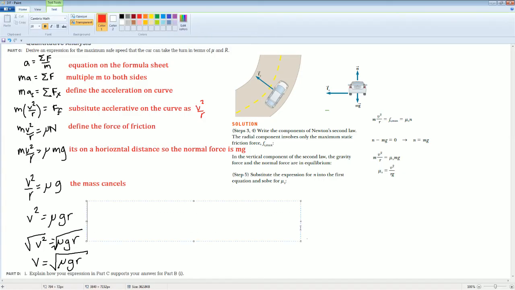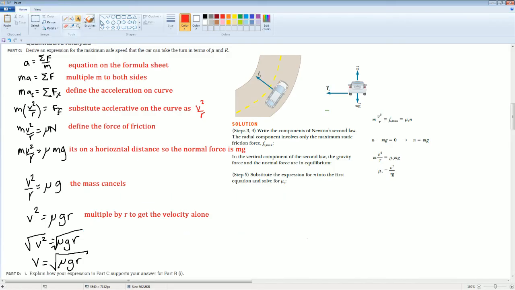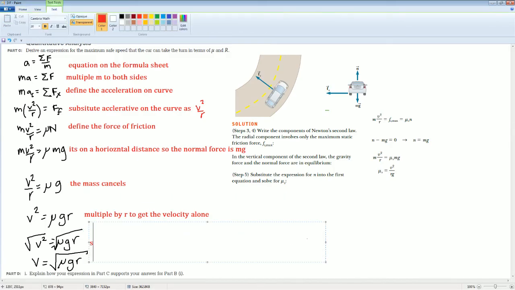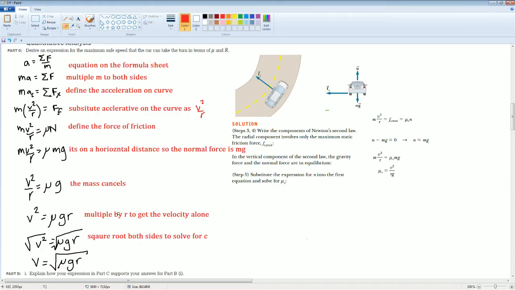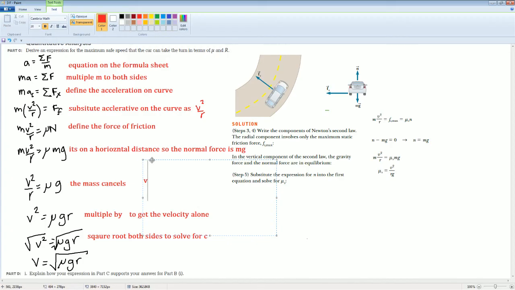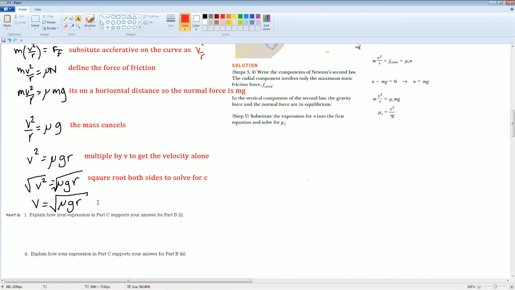Do some algebra here. Multiply by r to get the velocity alone. Square root both sides to solve for v. I mean, this should be a v then. There you go, to get v alone. All right, and that's how it should look.